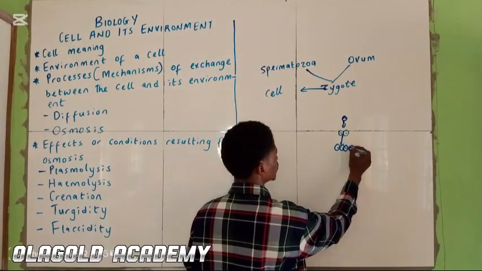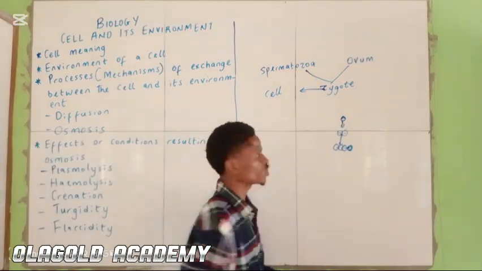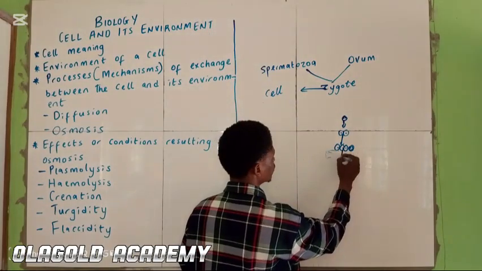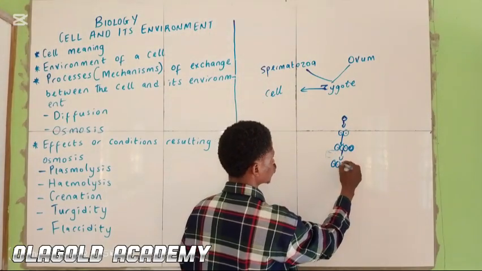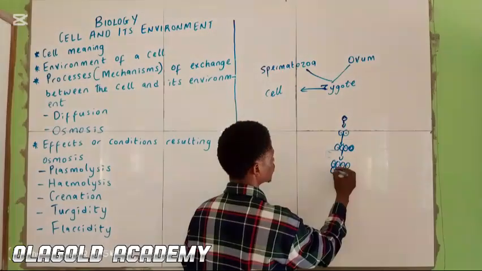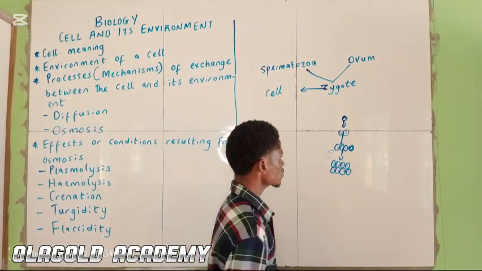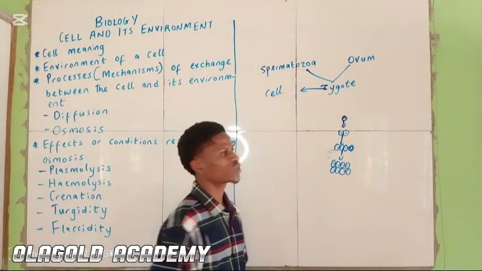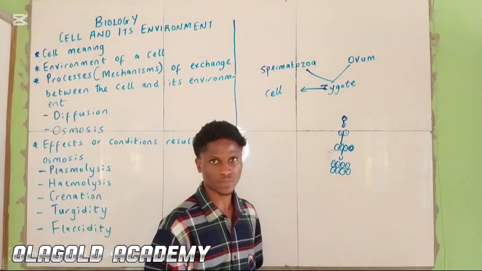So we have this. Also, each cell also undergoes cell differentiation. This one becomes two, so we have two. From this one here, this one also becomes two, this one also becomes two, and this one also becomes two. So it goes on and on. These cells differentiate, or we say they multiply.